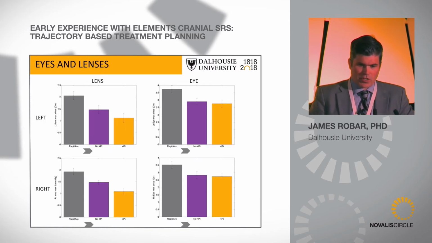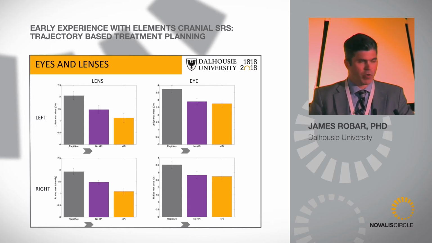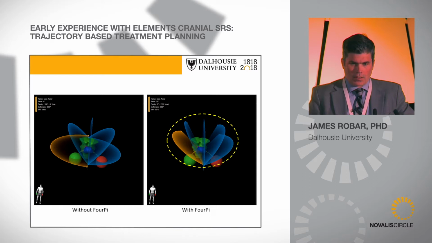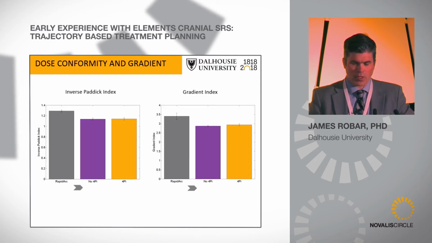Here I just wanted to show this example for a central lesion, this pituitary adenoma. What the system's actually doing is tipping these arcs slightly towards the vertex, which is minimizing or reducing the intersection with the optic nerves. Conformity improved slightly again as we moved to Elements, but not further when we enabled 4-pi, and gradient index was improved a little bit by going to Elements.